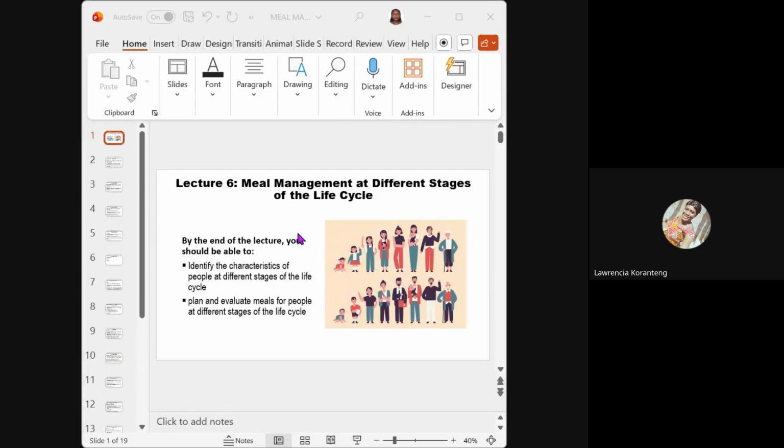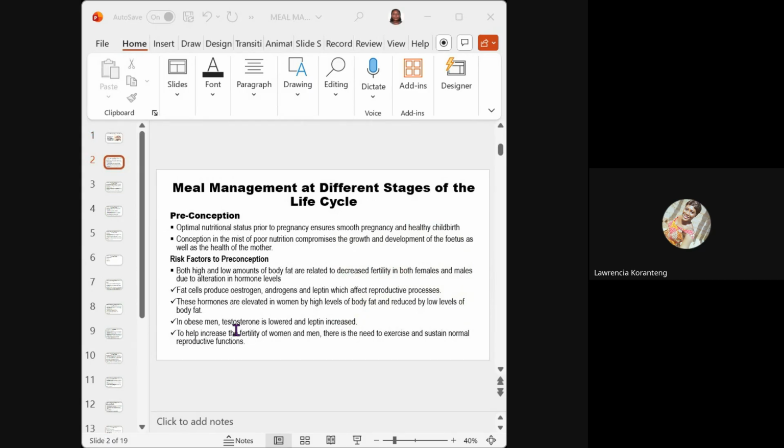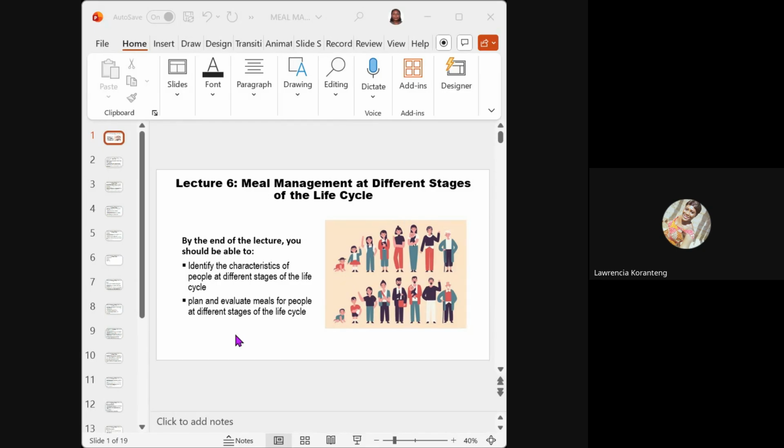Now, in the family, we have some people that would say they are special or they are different. So we need to identify these people. We need to identify the characteristics of those people at the stages of the life cycle, and then plan and evaluate meals for these people at different stages. So once we are able to identify them and know their characteristics and what they need, then we will be able to plan and evaluate meals for them.